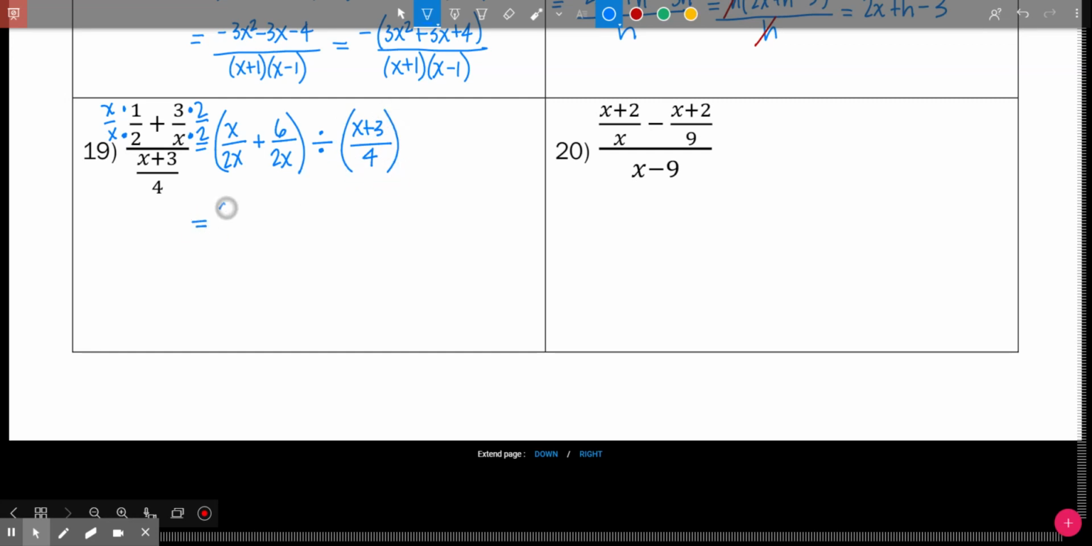So I have x plus 6 over 2x times, remember you flip and multiply, 4 over x plus 3. So you cross cancel. 4 over 2 becomes 2 over 1. And I have 2 times x plus 6 over x times x plus 3.